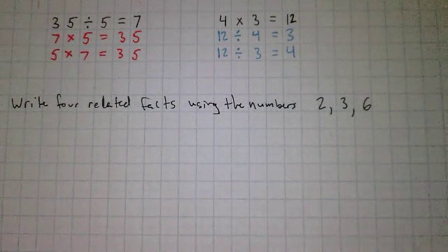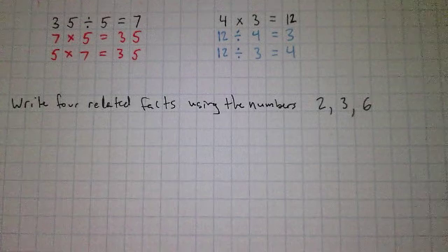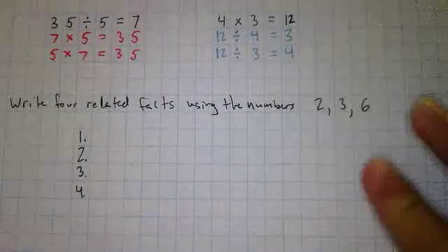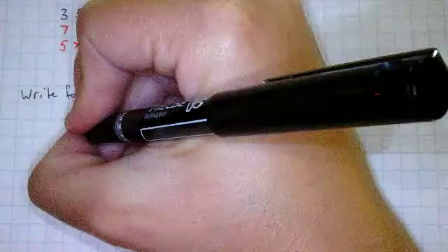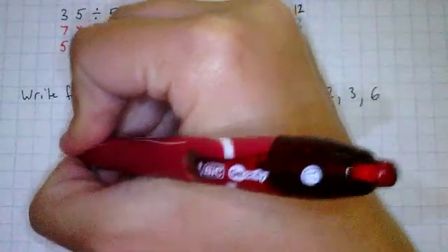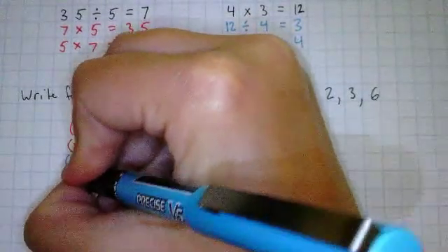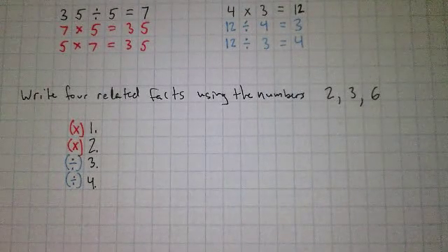Hazel, what do you think I'm doing? 2 multiplication facts for those numbers and 2 division. Yeah, I'm making a fact family. 2 multiplication facts, 2 division facts. So I need to write 4 facts in total, so I can write them here. Okay, what's one of my facts? And 2 of them need to be multiplication. And 2 of them need to be division.